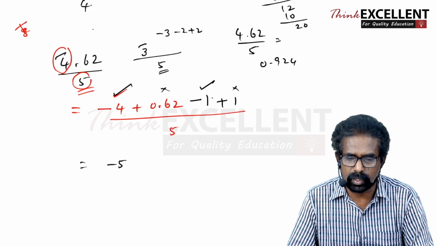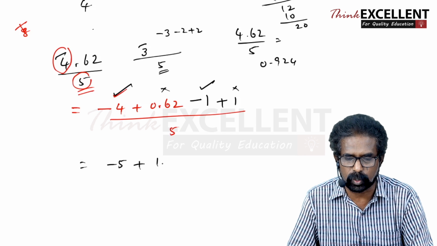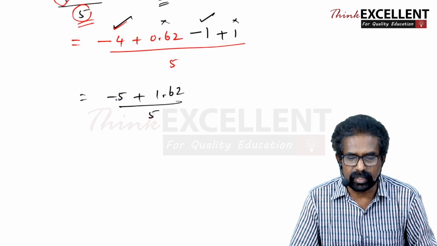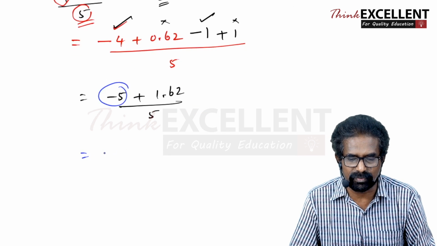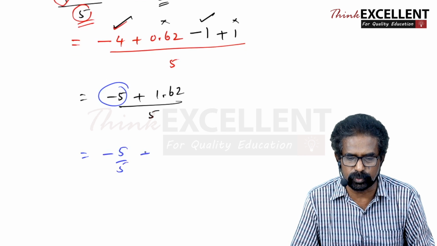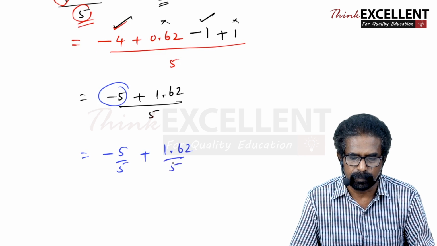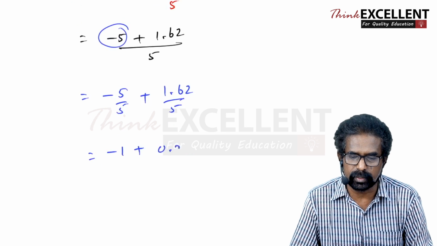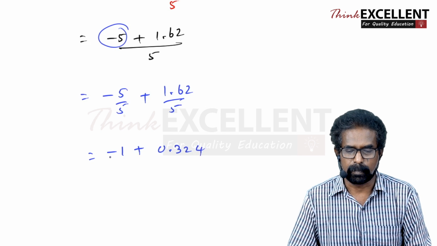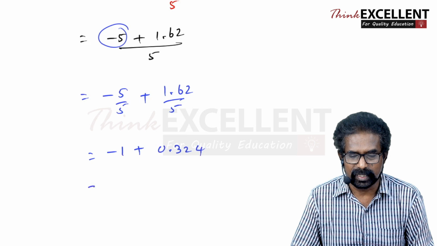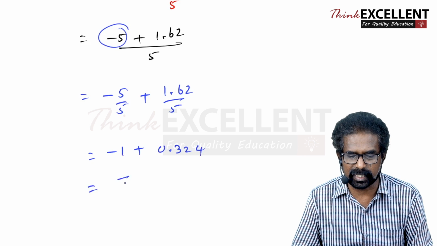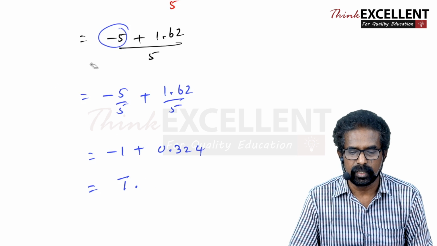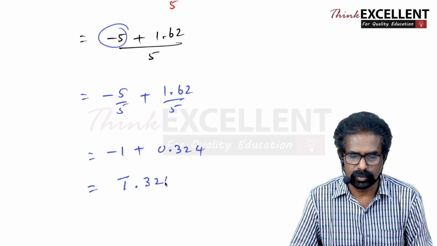Simplify the other two together: 1.62, right? So minus 5 plus 1.62 divided by 5. Now you divide both terms by 5. Minus 5 by 5 is minus 1, and 1.62 by 5 gives 0.324. Minus 1 plus 0.324 is the same as bar 1.324. So hope you understood.